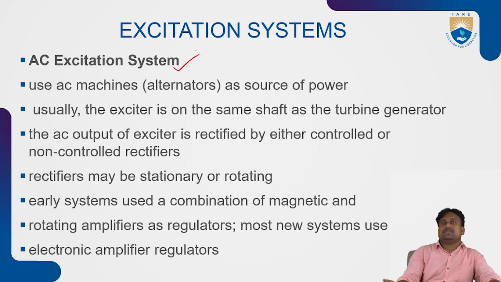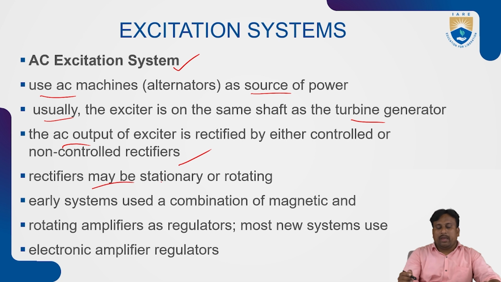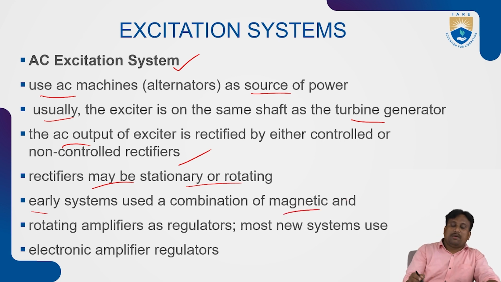AC excitation systems use AC machines like alternators as a source of power, usually the exciter which is on the same shaft as the turbine generator. The AC output of the exciter is rectified by either controlled or non-controlled rectifier circuits. The rectifiers may be stationary or rotating in nature. Early systems used a combination of magnetic and rotating amplifiers, which were treated as one of the regulators. Most new systems use electronic amplifier regulators, which will change according to the input requirement.